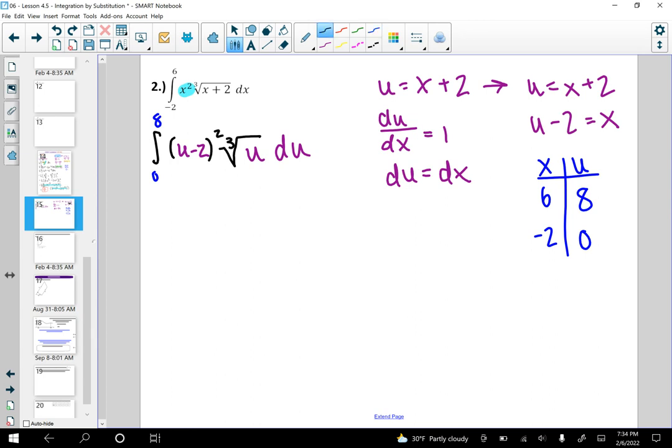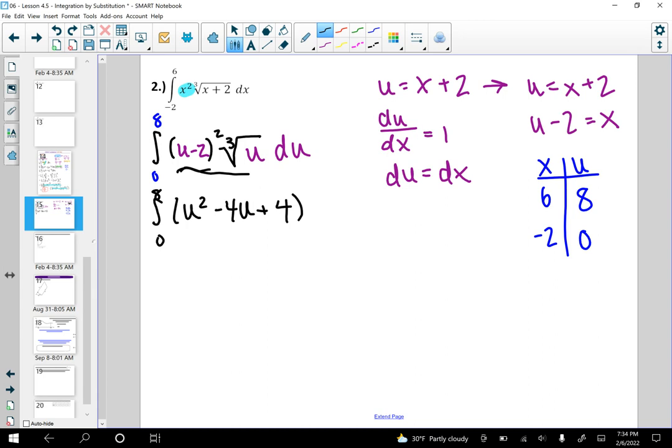Okie doke. Now, before you find the antiderivative, you're probably thinking, this does not look any simpler, Miss Hentrich, but before I take the antiderivative, we can simplify this. We can multiply this out. I'll start by doing the u minus 2 squared. That'd be u minus 2 times itself twice. That would give me u squared minus 4u plus 4.